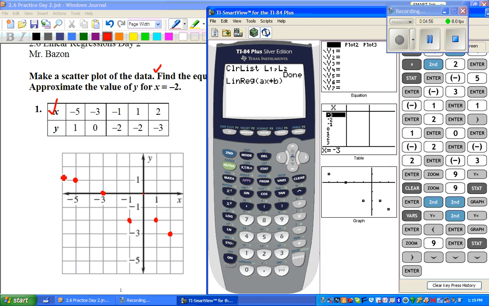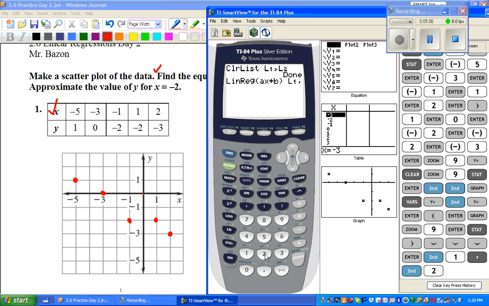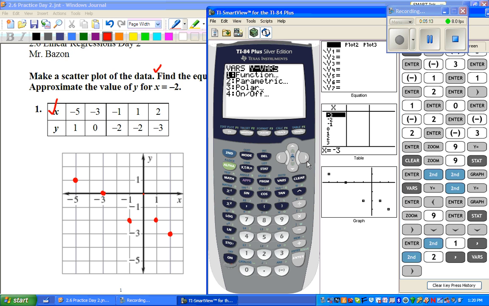All right, so what's going to happen now is we're going to draw in a line of best fit for my L1 values, comma, my L2 values right here. And then we want to go to Y equals and we want a function. So I'm going to put that function into y1 so I can see the equation of the line. Okay, so go ahead and hit enter.